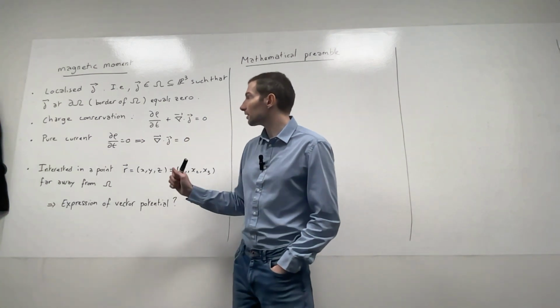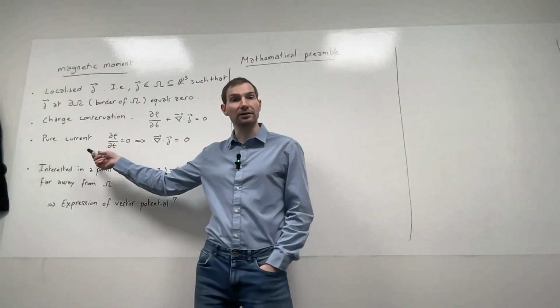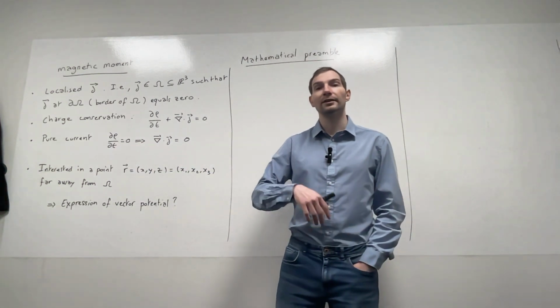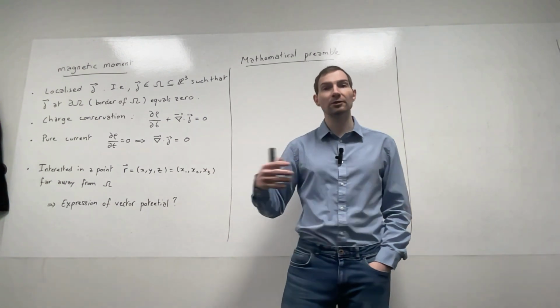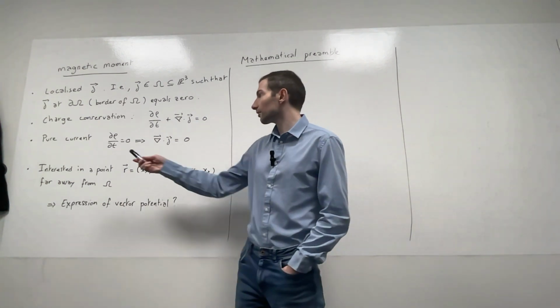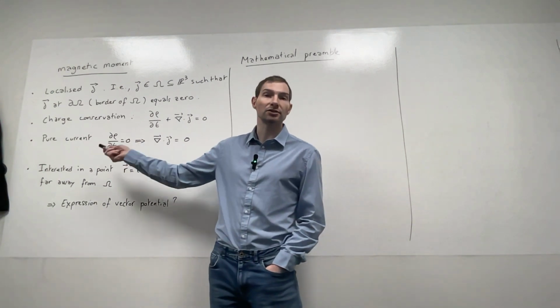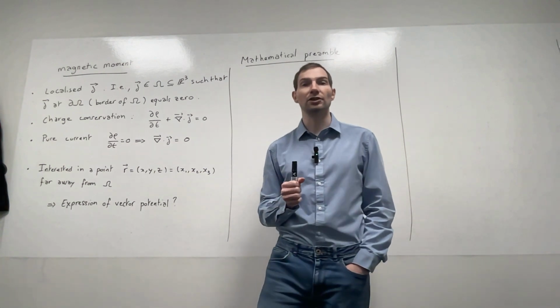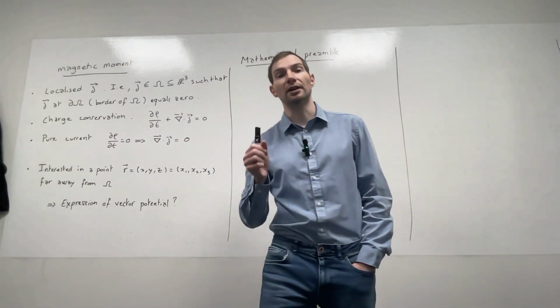But then, because we assume here, as one of the conditions, that we've got a pure current, there is no net charge density rho anywhere; rho is zero everywhere in this particular discussion. Then obviously dρ/dt is going to be zero as well, and consequently the divergence of J is going to be zero.